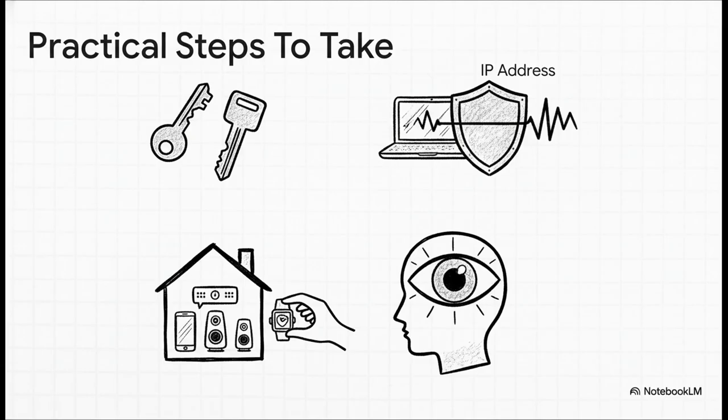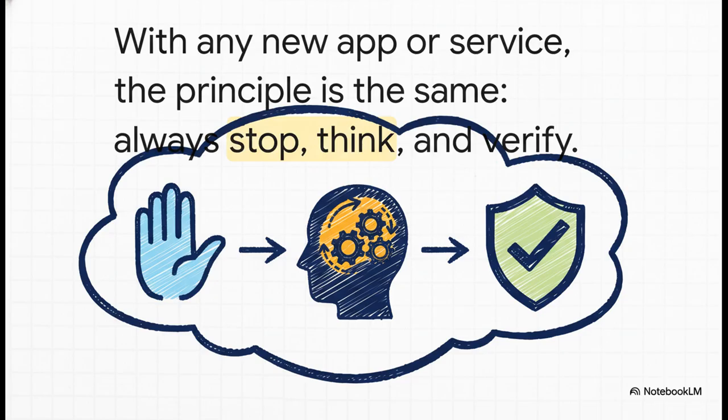You can also consider limiting the number of connected smart devices in your home. Each one just adds another point to that graph. And most importantly, simply stay aware. Just understanding that this is happening is the most powerful first step you can take. This all leads to a really simple principle you can apply to any new app or service you use. Always stop, think, and verify.